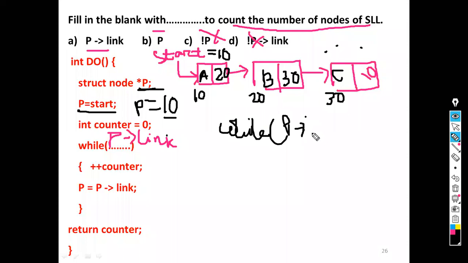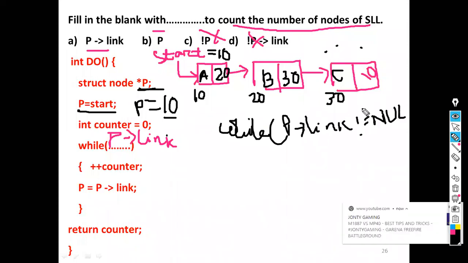इसका मीनिंग क्या है? While P of link is not equal to null. Okay. That means always P of link having some value. It is not equal to null. Then these 2 statements will be executed. Okay. Now see for the first.